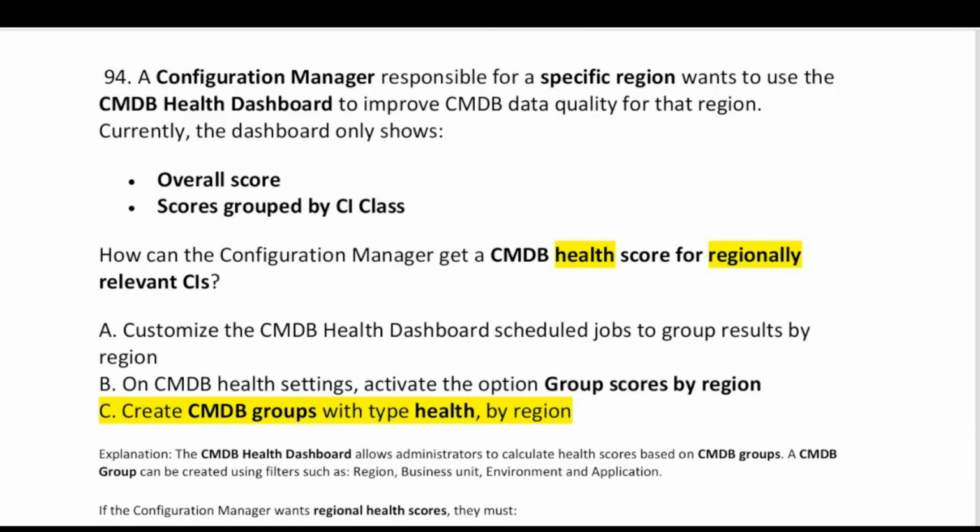Question is, a configuration manager responsible for a specific region wants to use the CMDB health dashboard to improve CMDB data quality for that region. Currently, the dashboard only shows overall score and scores grouped by CI class. How can the configuration manager get a CMDB health score for regionally relevant CIs?